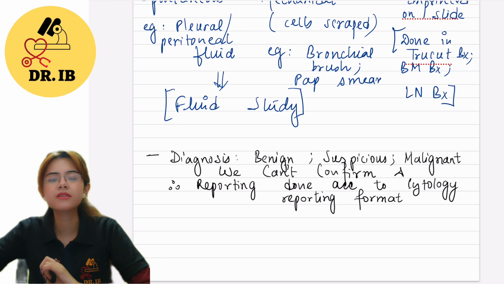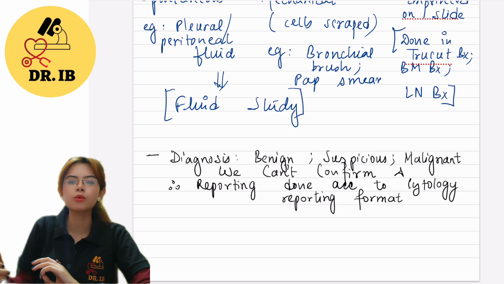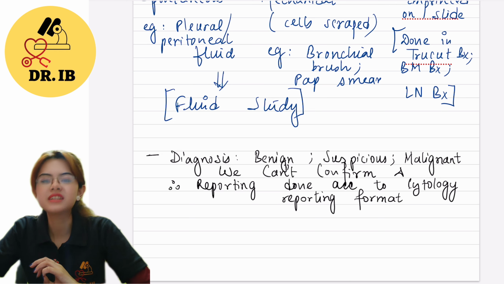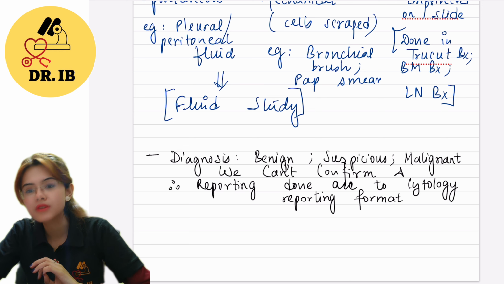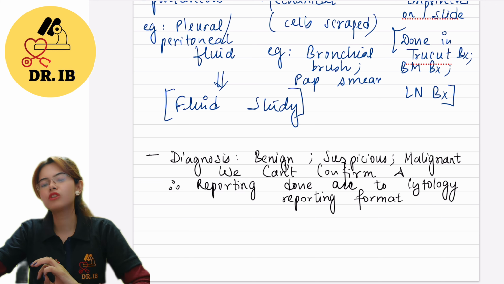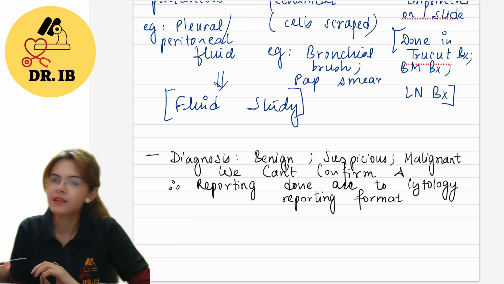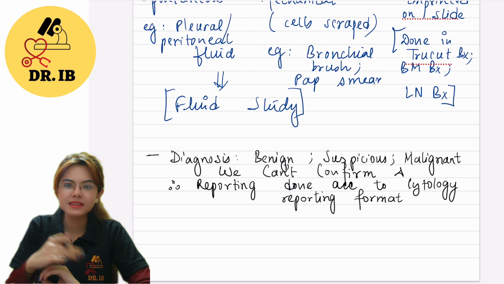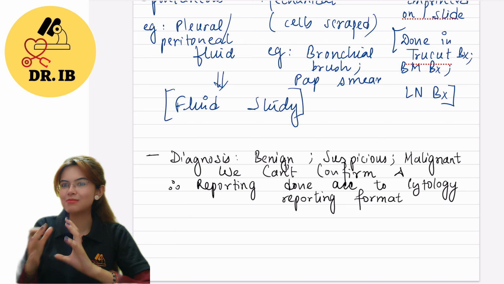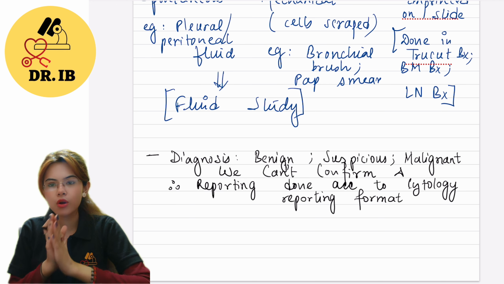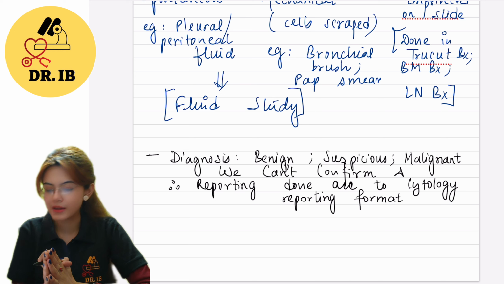You have different reporting formats, so what are your options? You have benign, unsatisfactory, atypia of significance, suspicious of malignancy. So you can only write this. Although you have got entities inside this, I guess you're not able to understand much, because if you are not a pathology resident, then you probably will not understand what I'm saying.